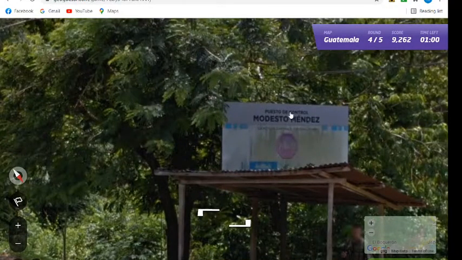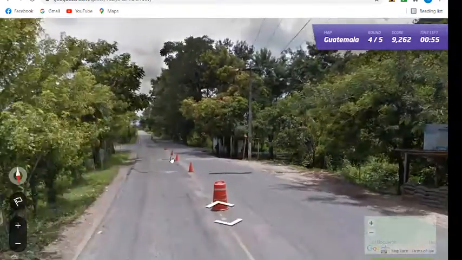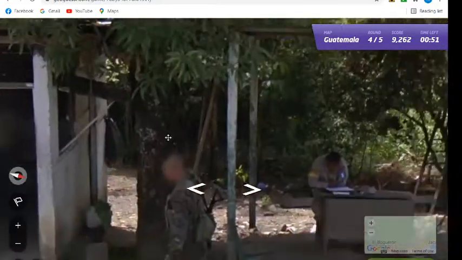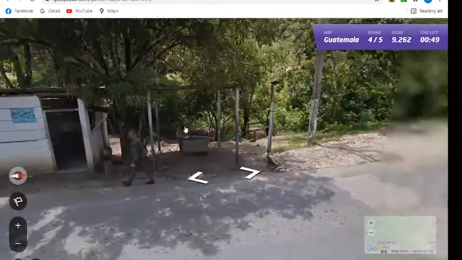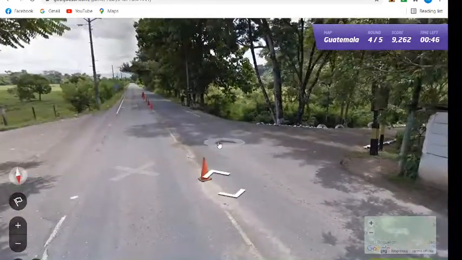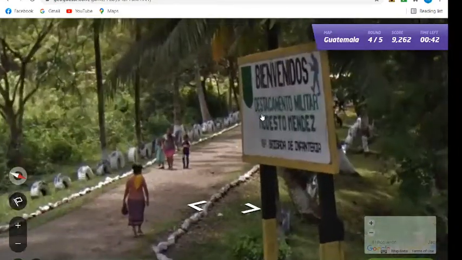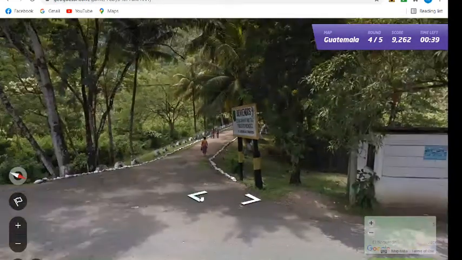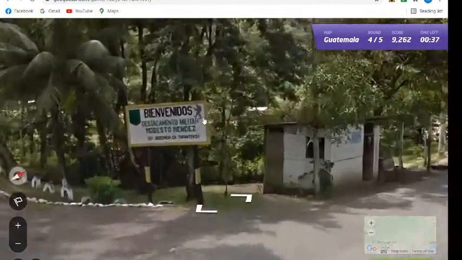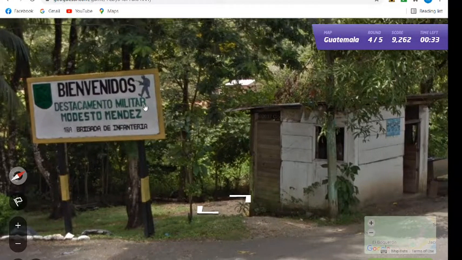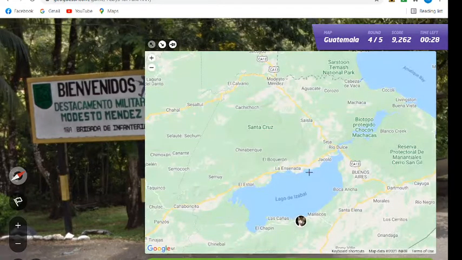Puesto de Control Modesto Mendez Alto. So what is it a checkpoint for? Yeah, there's a checkpoint for something, but I don't know what it is. Military base. Destacamento Militar Modesto Mendez, Primera Brigada de Infantería. Okay.